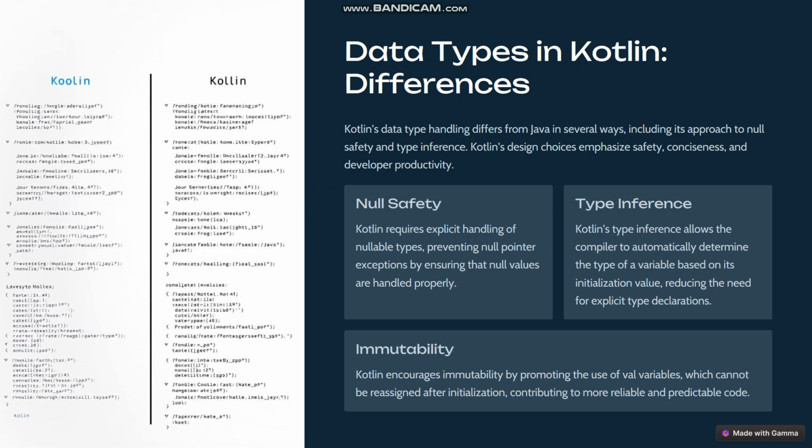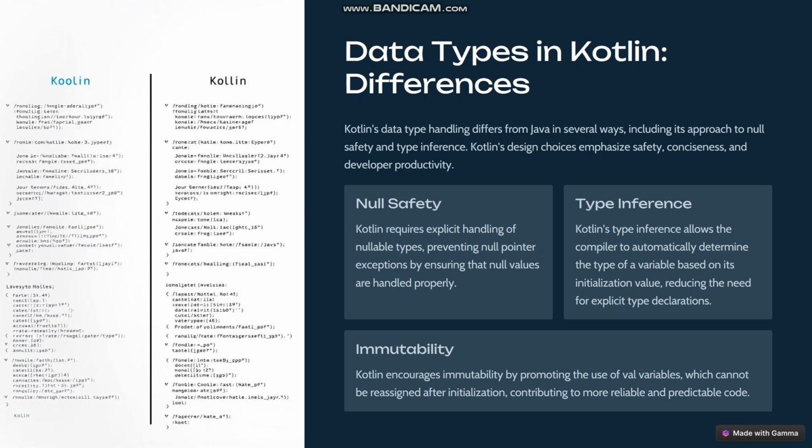Now, data types in Kotlin: differences. Kotlin's data type handling differs from Java in several ways, including its approach to null safety and type inference. Kotlin's design choices emphasize safety, conciseness, and developer productivity.